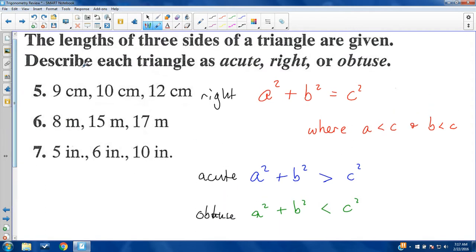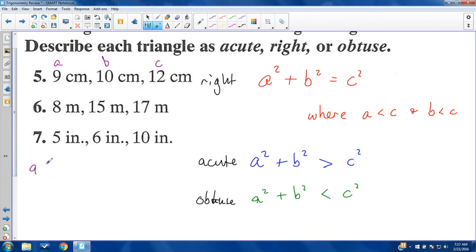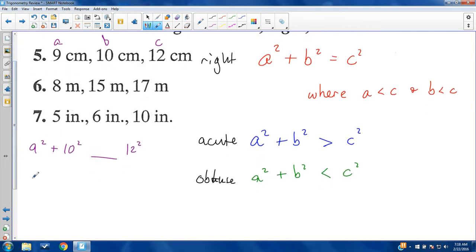So let's go ahead and do this in the best way possible. They kind of helped us out here by giving us what a and b should be, because they did this in ascending order. So if I labeled 9 as a, 10 as b, and 12 as c in the first example, I'm going to go ahead and add them and figure out what I get. I'm basically going to compare 9 squared plus 10 squared to 12 squared. I don't know if they're equal or greater than or less than, so I'm going to leave that part blank.